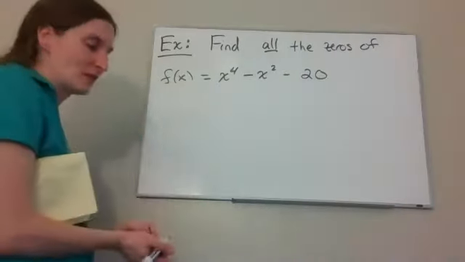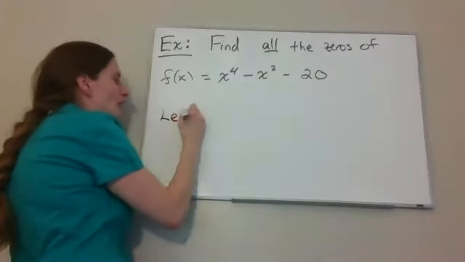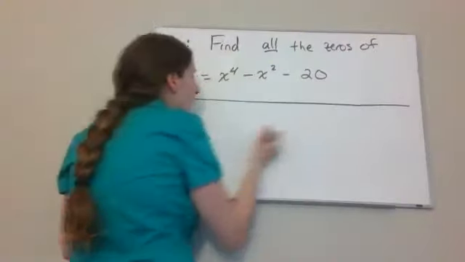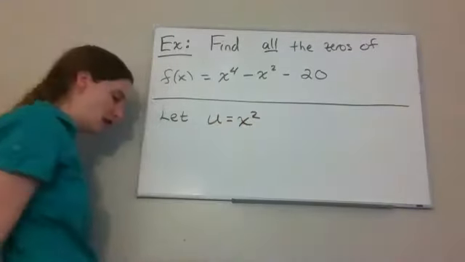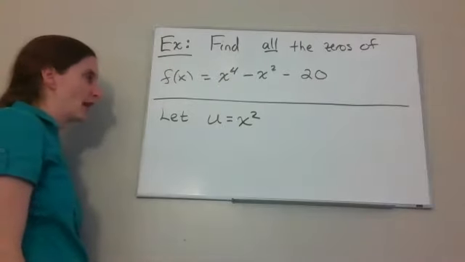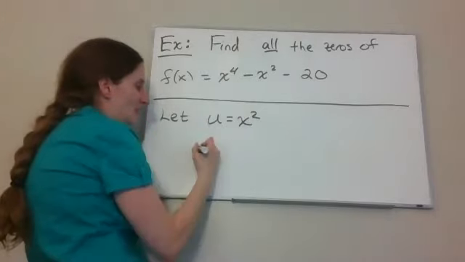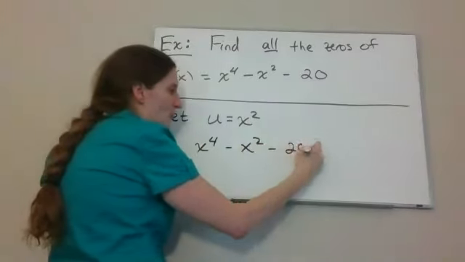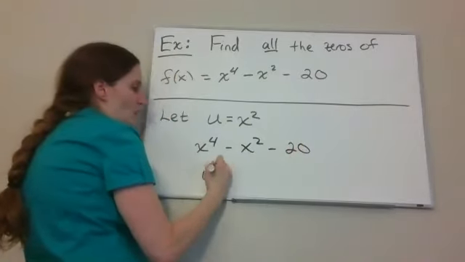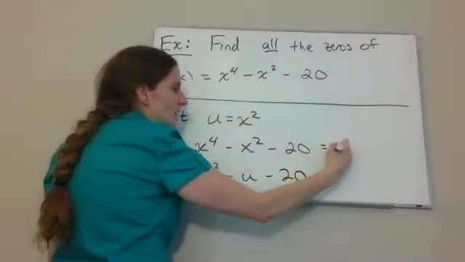So I'm going to do something called substitution. I'm going to make up a new variable just to make my life easier. I'm going to call it u. And I'm going to say u is equal to x squared. That means that I can then rewrite my x to the fourth minus x squared minus 20 as u squared minus u minus 20.